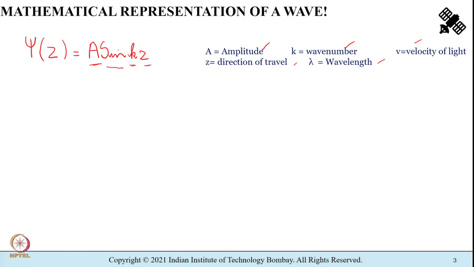But then there is a small problem now, because I have defined the equation as a function of distance along the z axis. But I need to describe the wave as a function of time as well. We know that waves travel with the speed of light, which means I need to replace this equation with a time varying equivalent, because psi of z is a function of z as well as time t.